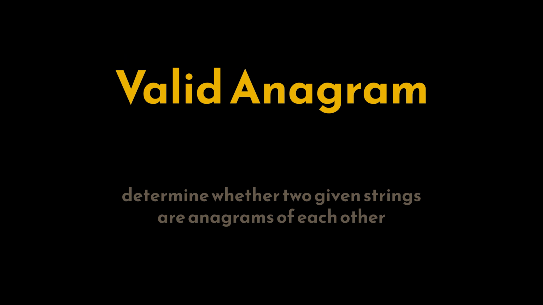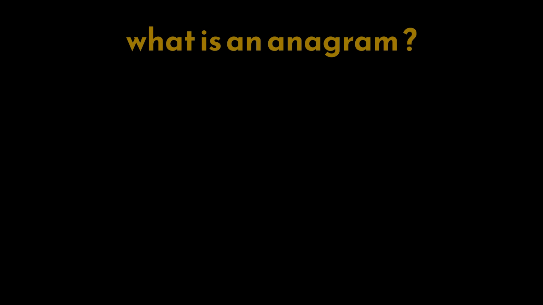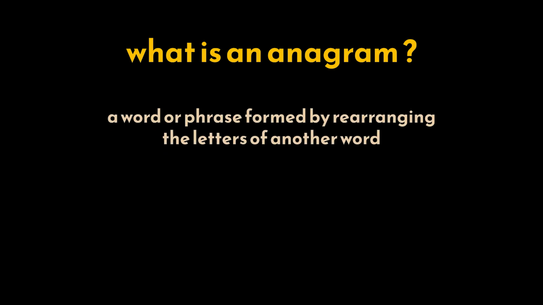In this video, we'll be solving two problems, starting with the valid anagram problem from LeetCode. This first one asks us to determine whether two given strings are anagrams of each other. Before we dive in, let's quickly define what an anagram is. An anagram is a word or phrase formed by rearranging the letters of another word. For example, the words anagram and nagaram are valid anagrams, while rat and car are not.